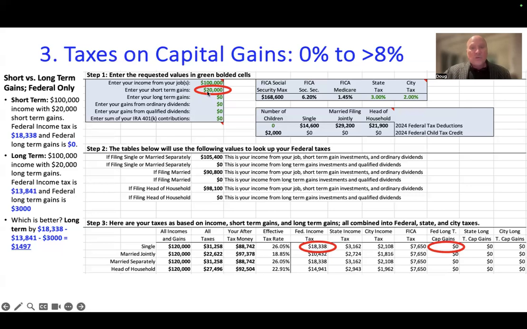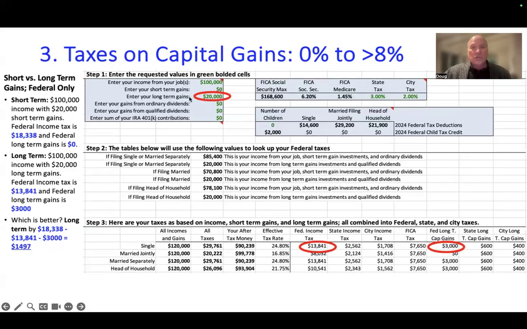So we're going to enter those two numbers in here and see that their federal income tax is $18,000 or so, but there were no long-term gains. Keep track of that. So over here, we're going to list that right here. Now all I'm going to do is delete the 20,000 and we're going to move it over here to long-term gains.